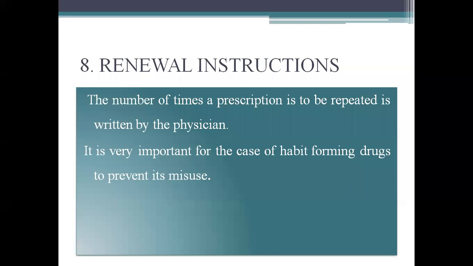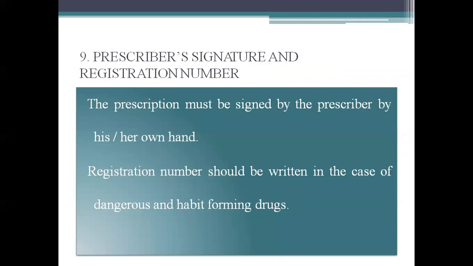And it is important in the case of habit forming narcotic drugs, and those drugs should not be repeated. That's why it prevents misuse. To prevent the misuse of such narcotic drugs, renewal instructions are very important from the pharmacist's point of view. Understand, my dear students? And this is the last part of the prescription: prescriber signature and registration number.